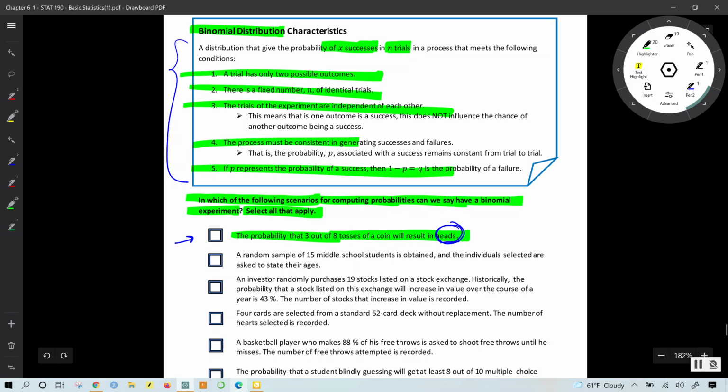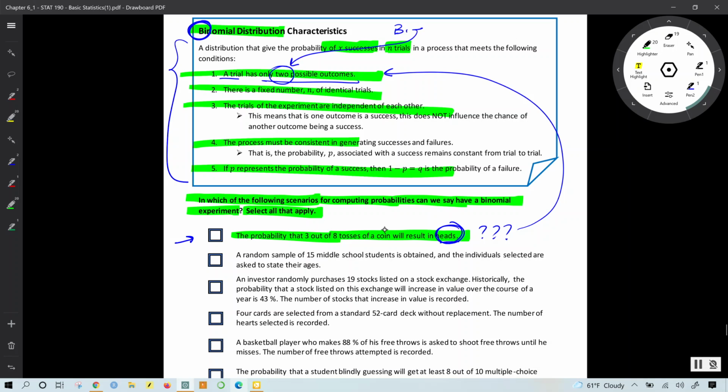So the event of interest here is that when we toss a coin, it results in a head. So is this a binomial experiment? Let's test against these conditions. First, a trial of this experiment must have only 2 possible outcomes, hence the word bi. The word bi means 2. So whenever you toss a coin, you can either get, in this context, a head or a tail. So it means that criteria 1 is met by this scenario. But that's not enough to call it a binomial experiment.